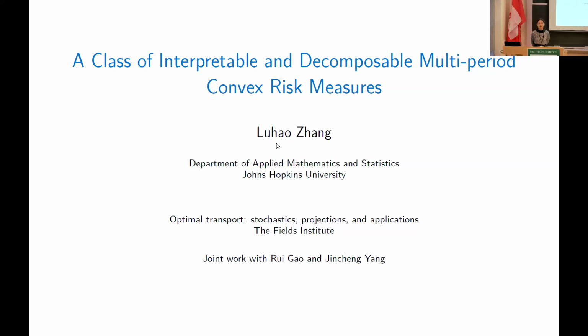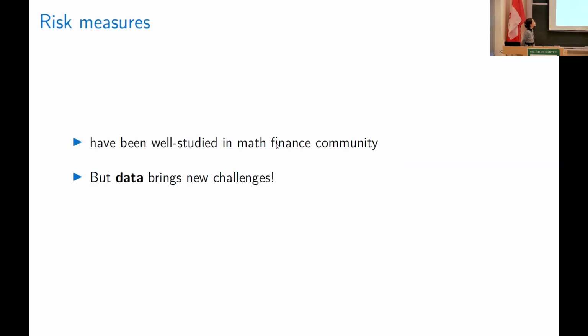So today my talk could be regarded as some short, cute applications of optimal transport in some math finance topic in the risk measure. This is a joint work with Ray from UT Austin and Jing Chen, who is my colleague at Johns Hopkins. We want to mention that risk measure itself is actually a very well-studied topic in math finance, but we want to emphasize that the data-driven scenario may have some new challenges.